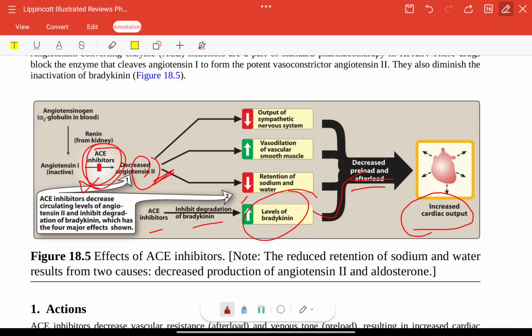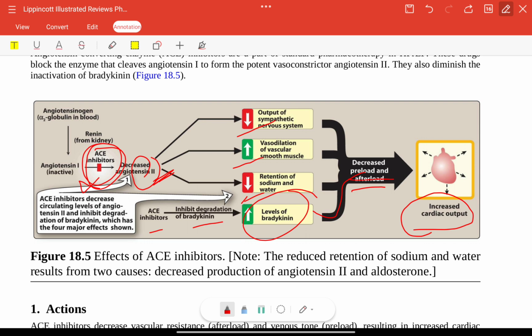Angiotensin 2, what was its work? Output of the sympathetic nervous system is decreased, vasodilation of vascular muscles is increased, and retention of sodium and water is decreased. These are the effects of ACE inhibitors. The reduced retention of sodium and water results from 2 causes: decreased production of angiotensin 2 and aldosterone.